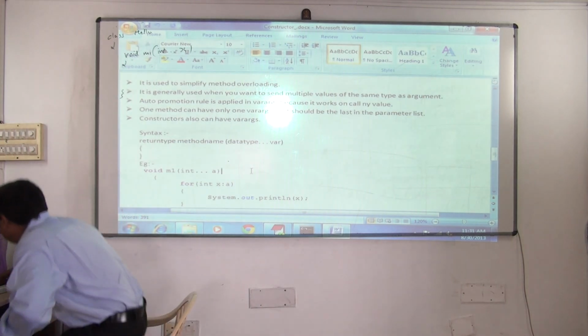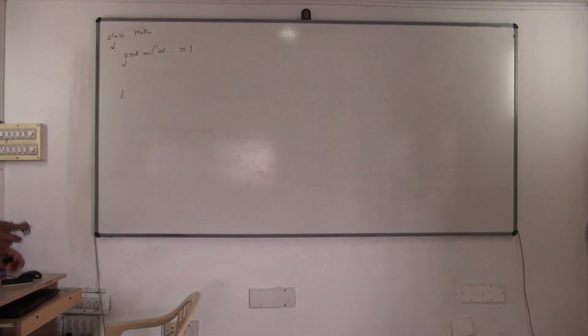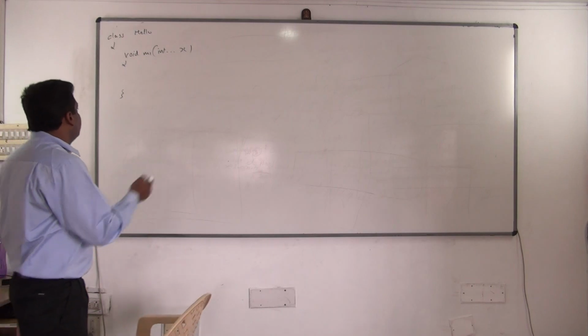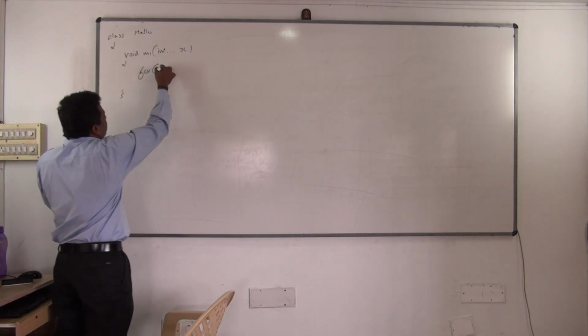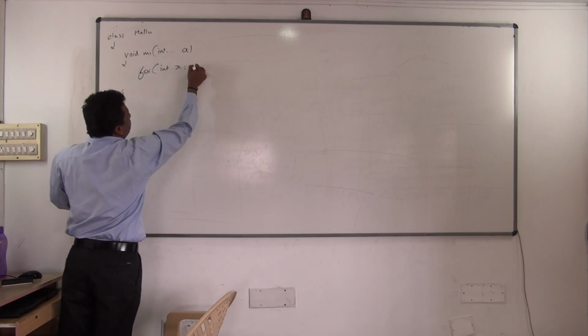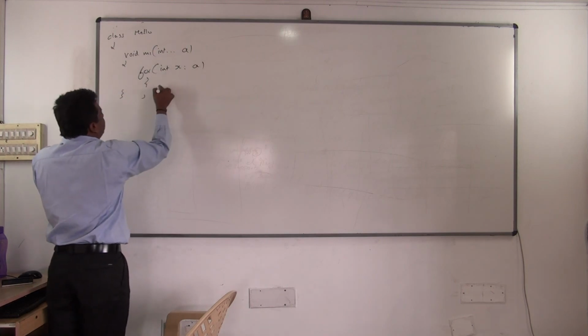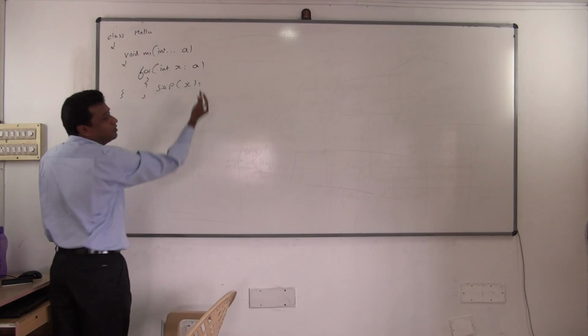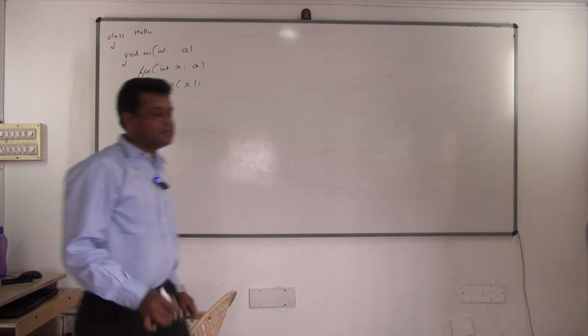Okay. First I'll write the program on the board, then you can write it. No problem. So now you can use it. I'll just print the values. I'll name this as a: for (int x : a) System.out.println(x). You can use all the values. And now see how it works.